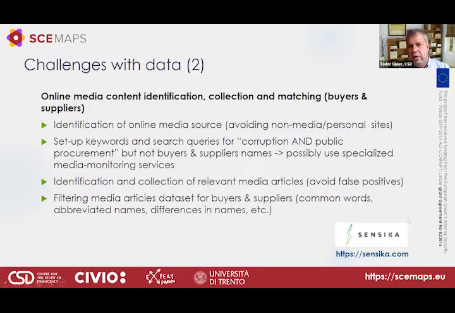To do this, we used an external service offered by a company called Sensika, which is a specialized media monitoring company. There are also other services of this kind, and you can use them because they offer you a lot of possibilities to do this screening of media articles. For example, Newswhip, but also CrowdTangle and NewsRadar and so on. There are a lot of media monitoring services out there.